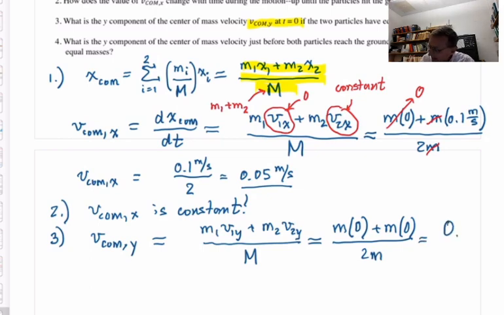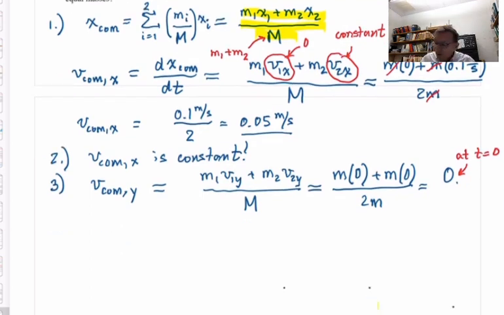Now this is at t equals 0. But of course the animation shows the red arrow representing VCOM, and at t equals 0, that red arrow is purely horizontal. All right, that wasn't too hard. Now let's go to question 4. What is VCOMy, the y component of the center of mass velocity, just before both particles reach the ground, assuming the particles have equal mass? So we do VCOM calculation again, and I'm going to plug in to this formula right here.